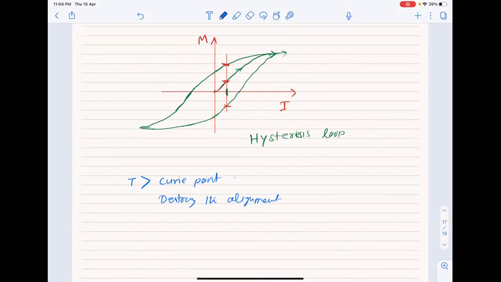For iron, it happens at 770 degrees centigrade. Beyond that, your ferromagnetic material will be like a paramagnetic material. Once you come below the Curie temperature, the ferromagnetic effects will again become more prominent.